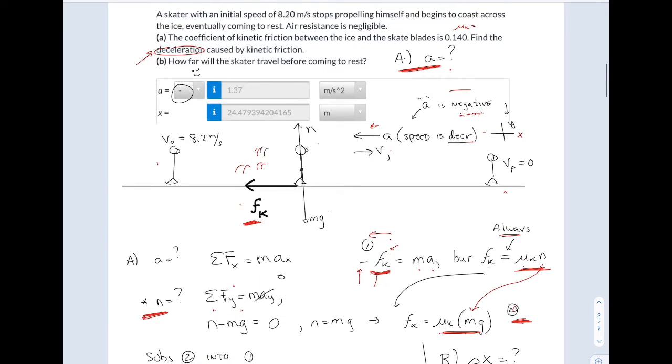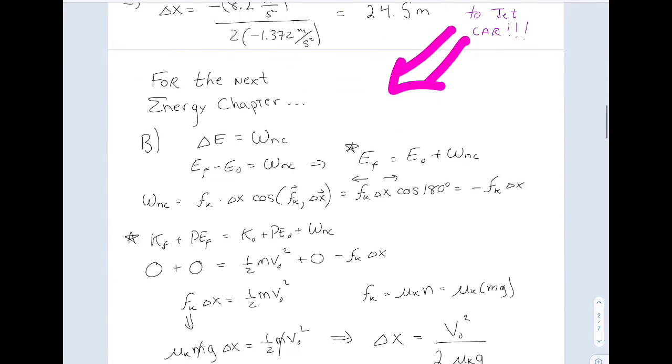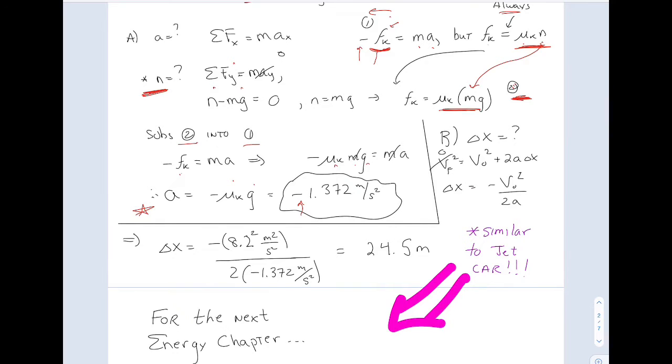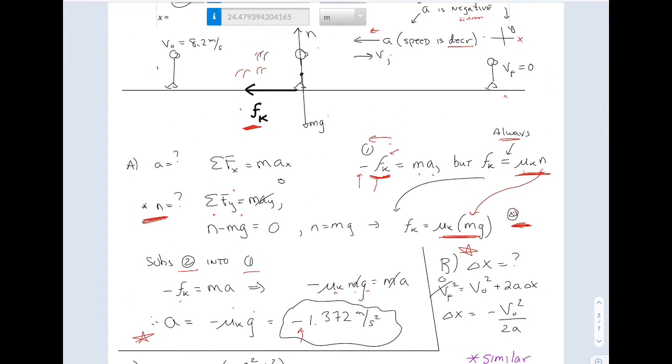All right, so part B, they want to know how far it will go. So that's my delta x, my whole delta x in this whole picture from there to there. For part B, the pattern is you can apply F equals ma, but there's no delta x in F equals ma, so that's why it's a kinematics problem.